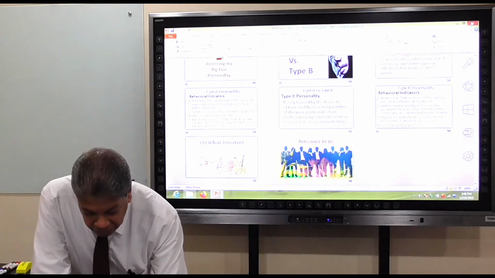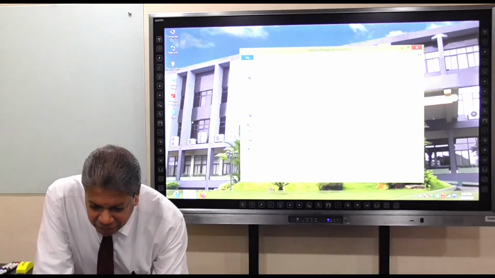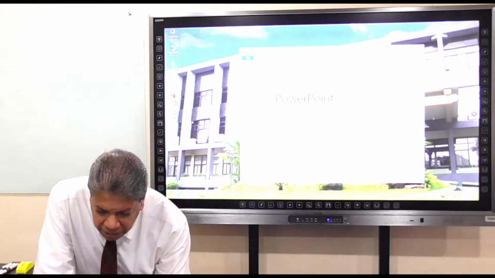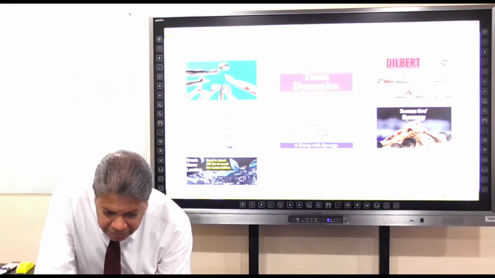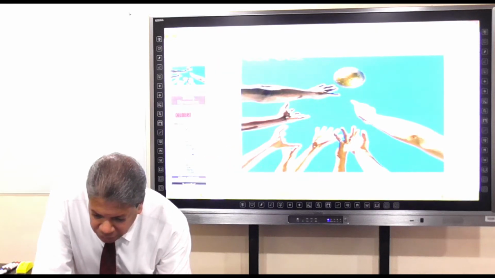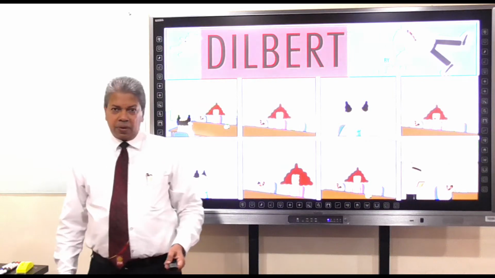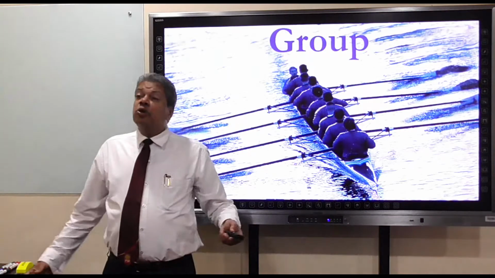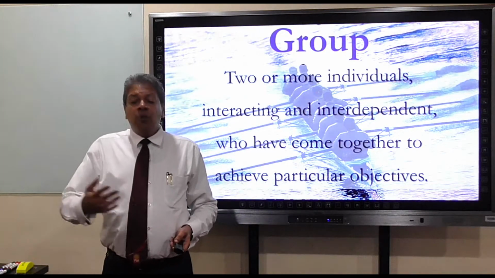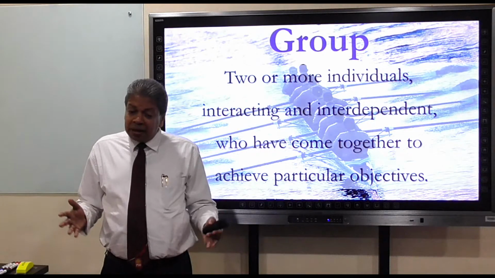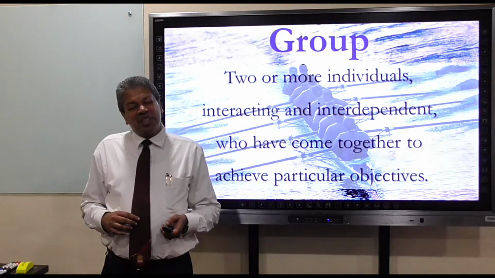And then we moved to the third segment, which is very light but very meaningful. It is all about team dynamics. And we looked at the difference between teams and groups. So a group, we identified as 2 or more individuals interacting and interdependent. They have come together to achieve particular objectives.